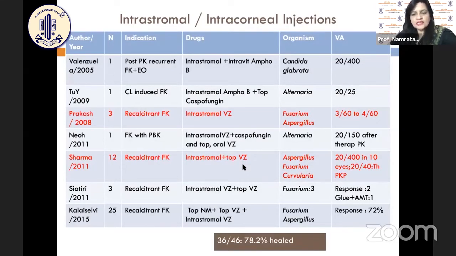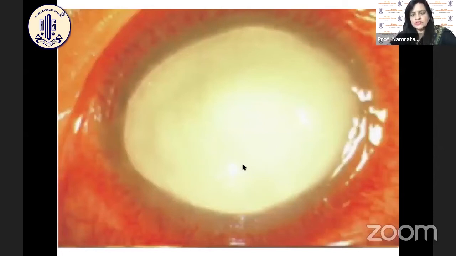And why did we start it in our center? The reason was this case. This was the very first case which came to us, and this was in fact referred from outside, was on all medications and did not respond. And we were about to take this case for a therapeutic graft, and we said, why not try intrastromal injections?